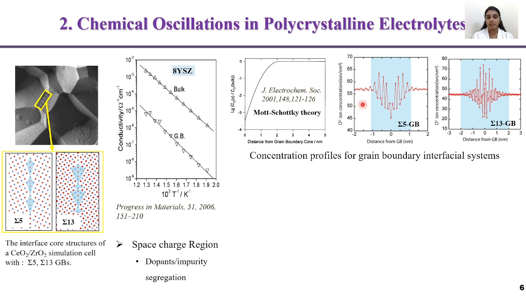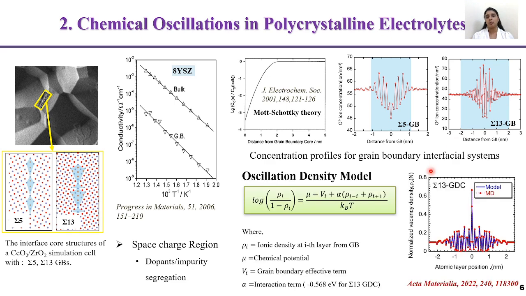Instead of a monotonic decrease, we observed density oscillations in the ionic concentration profile. Thermodynamically, we have shown that this nature is due to the competition between chemical and electrical forces at the grain boundary. Further, we developed a two-parameter oscillation density model to explain this using a grain boundary affecting term Vi and an ionic interaction term alpha. This model successfully captures the oscillatory motion of oxide ions at grain boundaries, a phenomenon overlooked by decade-old theories.